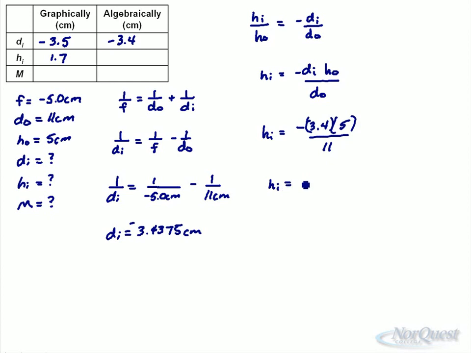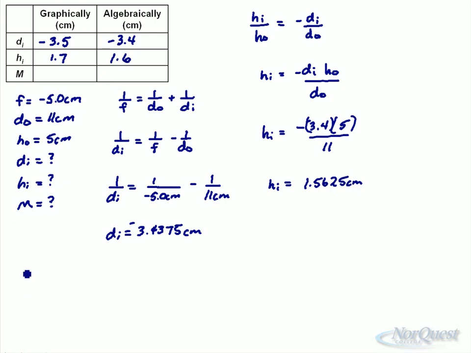This height of the image should work out to being a positive value because it is above the principal axis. Notice I forgot one of my signs in there. I had to add it after. A negative times a negative will give you a positive. And if you punch that in, you get 1.5625 centimeters. And again, if we round that, it should be 1.6 centimeters. And now we just calculate the magnification.